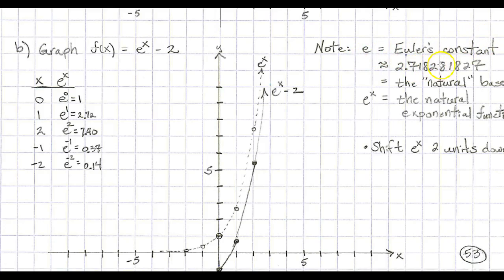It's like 2.718281827. It's one of those irrational numbers that shows up all over the place in nature, sort of like pi does, so it gets its own special name. It's actually called the natural base. Euler was the first mathematician to work with it. And so e to the x is called the natural exponential function.